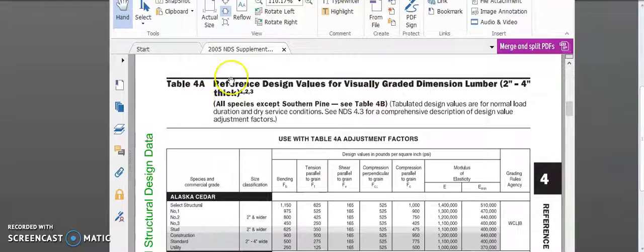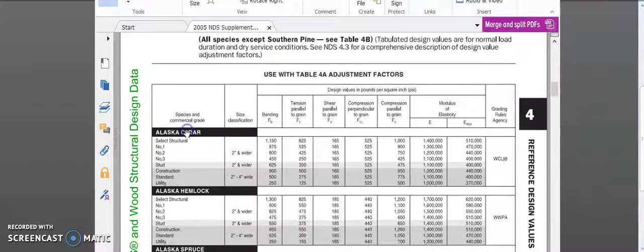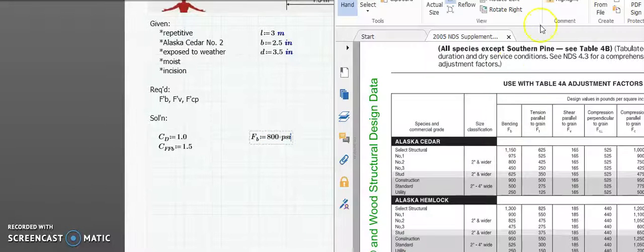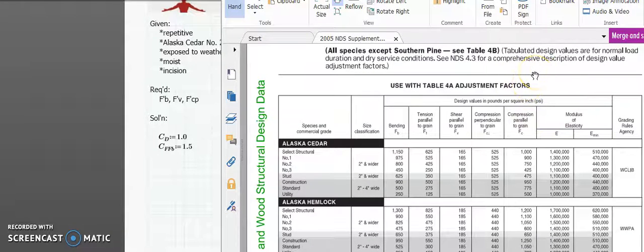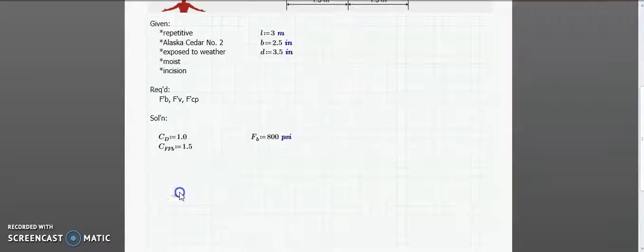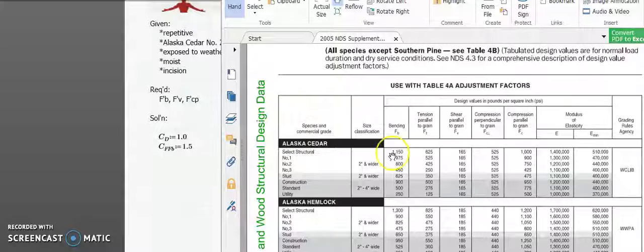Okay, so we will be using table 4A. As we have stated earlier, it is dimension lumber, and then Alaska cedar number 2. And then our FB is 800. Just list it here. The unit is psi. And then FV for shear is 165. And then next, for FCP, well, it's 525.